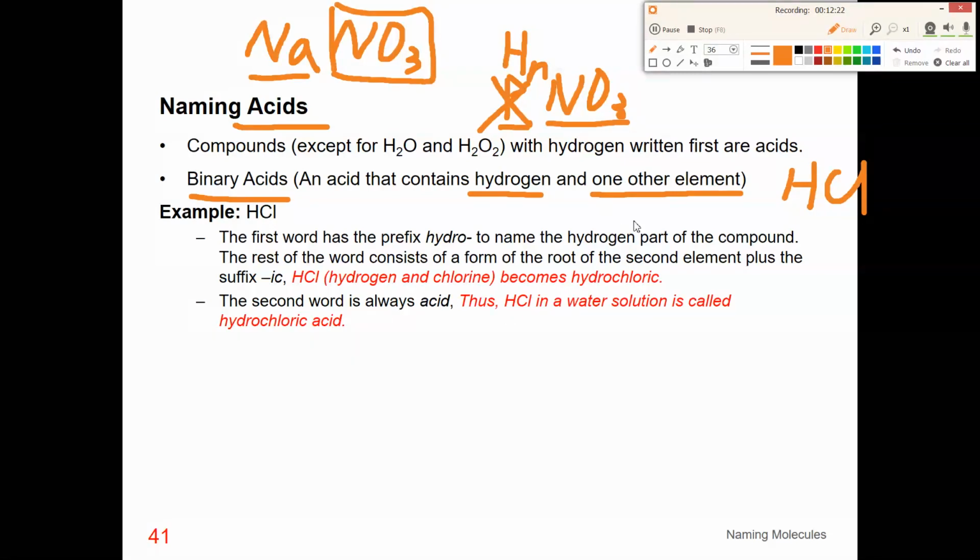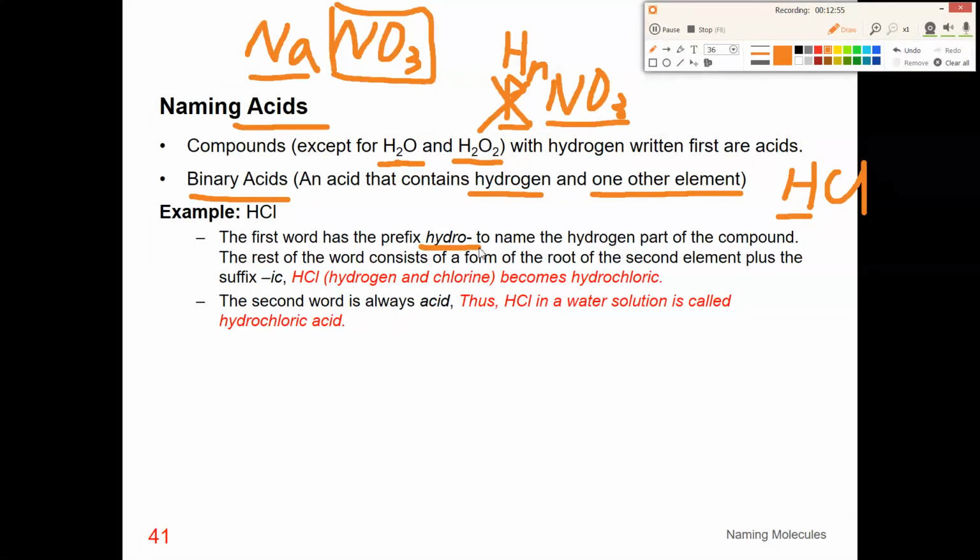So it started with simple, just a binary acid without a polyatomic group. It starts with hydrogen. The only exceptions, which start with hydrogen but are not acids, are these two, water and hydrogen peroxide. Those are not acids. Everything else that starts with hydrogen in the formula is an acid. Right? So that's the name of binary acids.